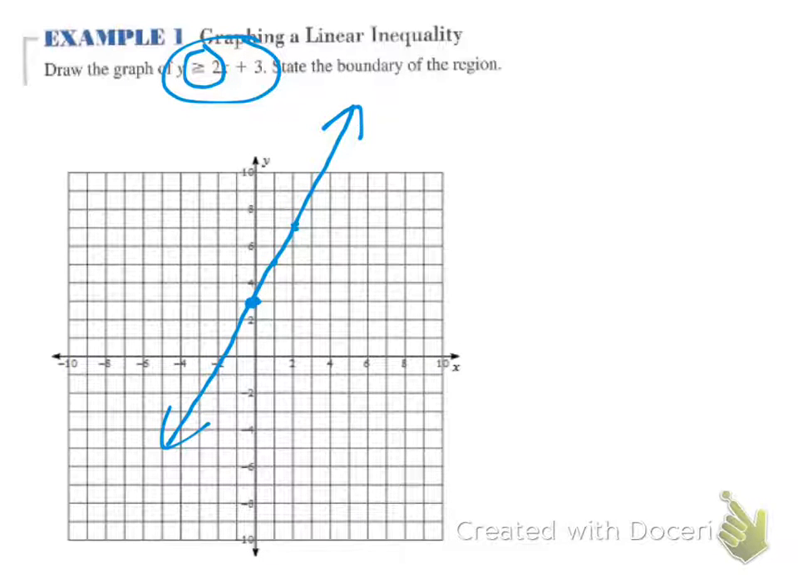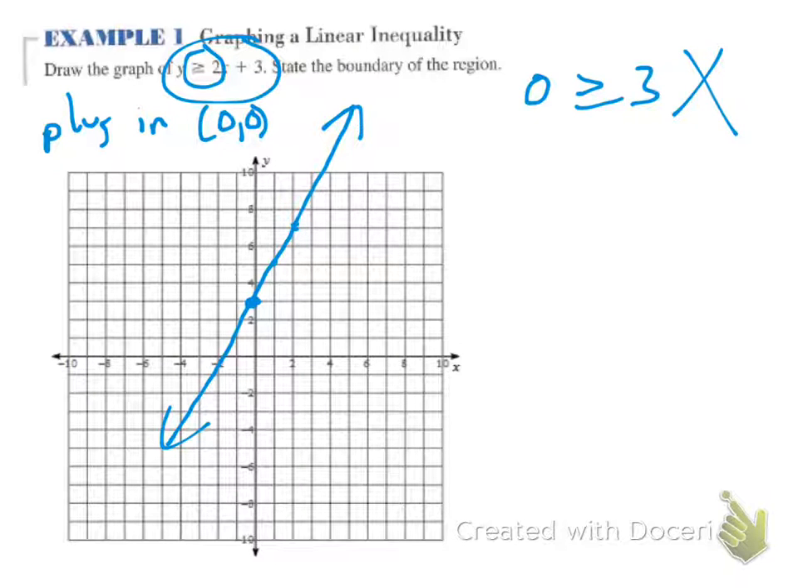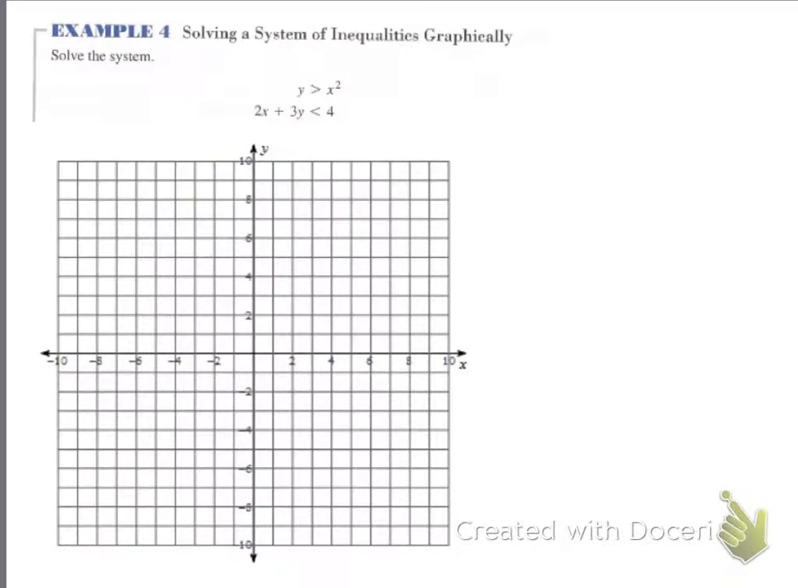Okay, which side do you shade? Okay, plug in 0, 0. Now, I understand you can do this in your calculator, so just bear with me. So when I plug in 0, 0, is 0 greater than or equal to 3? No, it is not. So we do not shade the side of 0, 0. We shade away from it. Okay, you guys did that in Algebra 1 back in like 4th grade or something, whenever you guys took it.